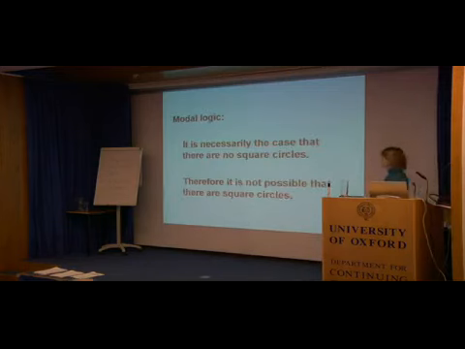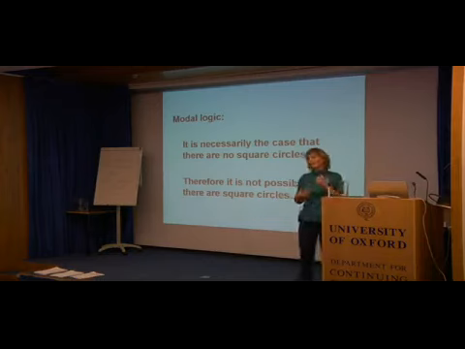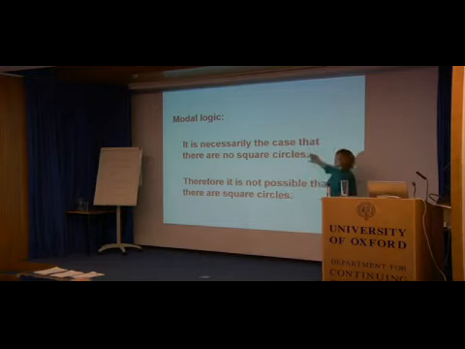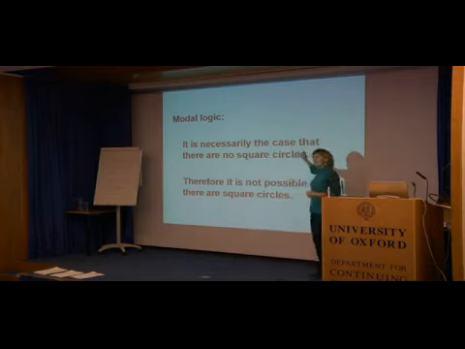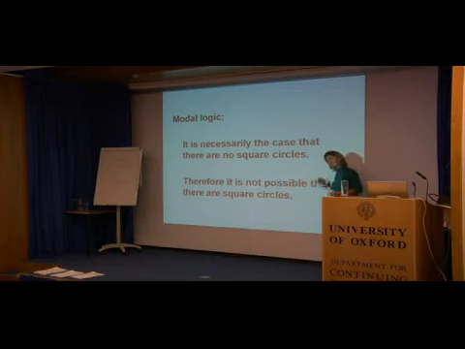Here's another one, modal logic. Modal logic is the logic of necessity and possibility. It's necessarily the case that there are no square circles. In other words, there's no possible world in which there's a square circle. If it's square, it's not circular, and so on. Therefore, it's not possible that there are square circles. So if P is necessarily true, then not P is not possible. Can you hear that? Your capacity for reason would follow that quite quickly. If A is necessary, then not A is not possible. Got to be the case, hasn't it?